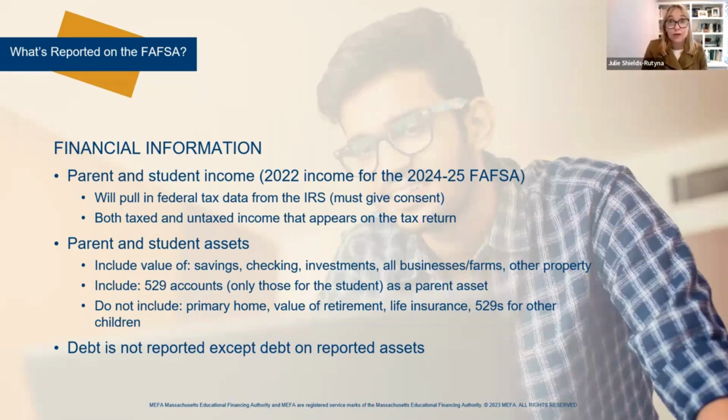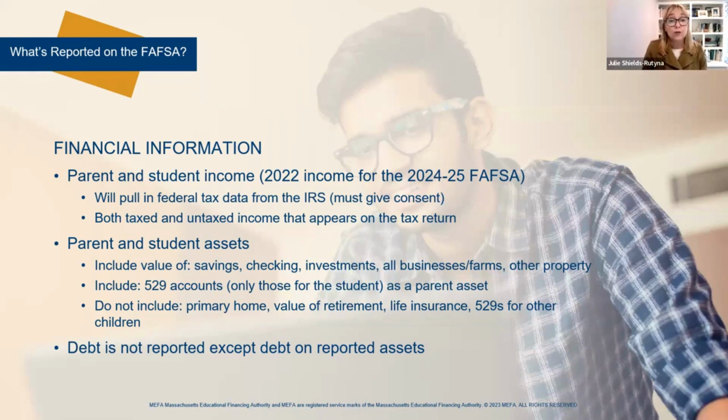Some families won't have to complete assets, but if you're asked about them, you want to include the value of savings, checking, investments, and all businesses and farms and other property. You also want to include your 529 accounts, but only those for the student whose FAFSA you're completing. And those will be counted as parent assets, which is very good because they're treated in a very lenient way.